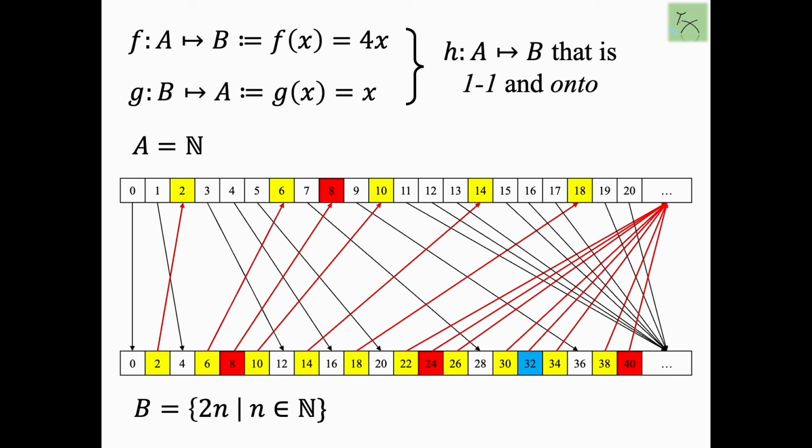We notice that there are some elements in the set B that are never reached under the red arrows, which is our function h. For example, the elements 0, 4, 12, and so on are never reached. In this case, to ensure that our function h is onto B, we simply need to define these elements under the function f.